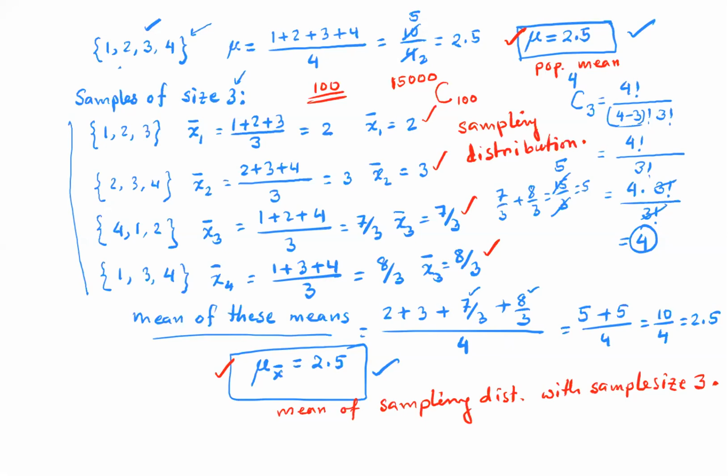And of all the samples of size 100 that you could pick from 15,000, each of these samples is going to have an average. If you take those averages and graph them, that is going to be the distribution or shape of the sample means, and it is called the sampling distribution. This is an important concept that you need to be comfortable with.